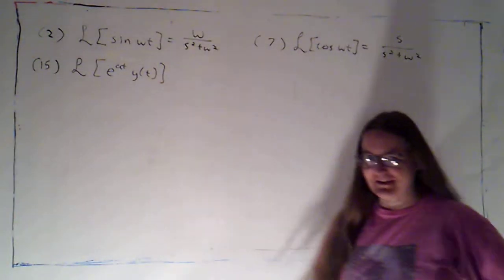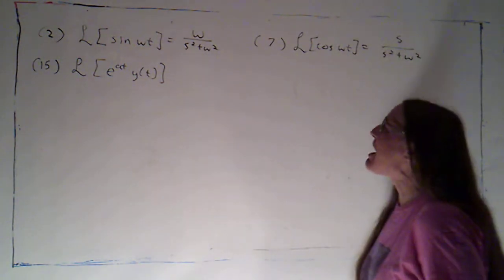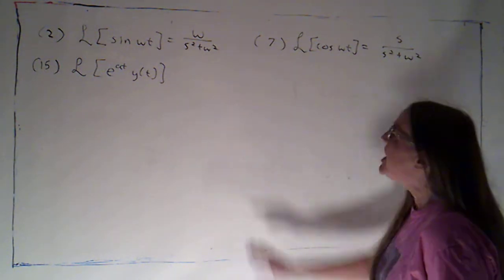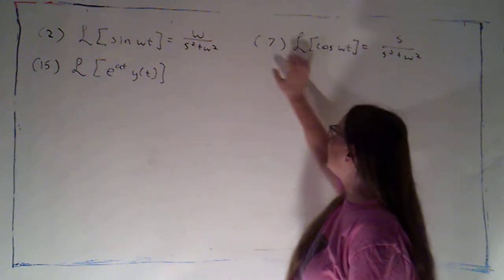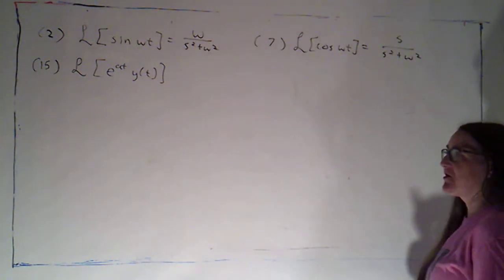Okay, I do promise we are building towards using Laplace transforms to solve a few more differential equations, but we've got a little bit more deriving of formulas to do. So we have successfully derived multiple ways formulas 2 and 7, which are the Laplace transforms for sine omega t and cosine omega t.